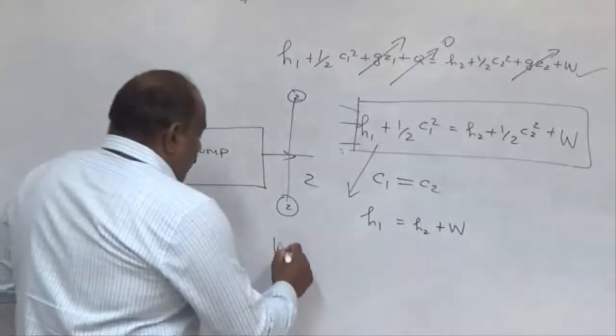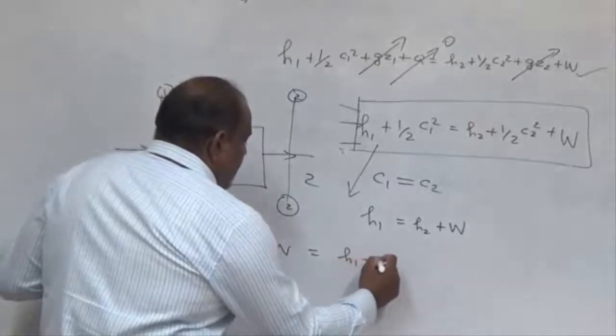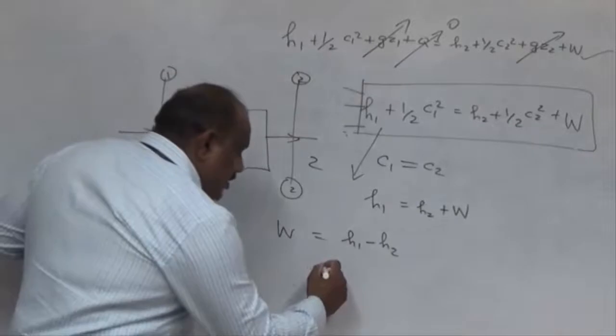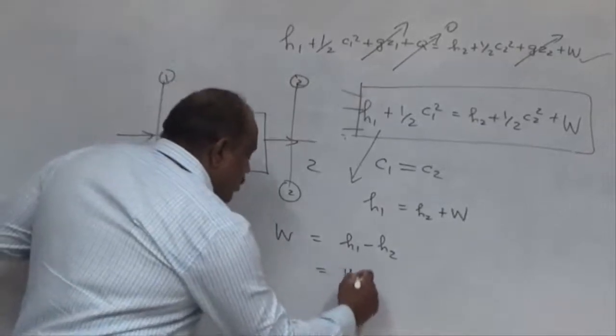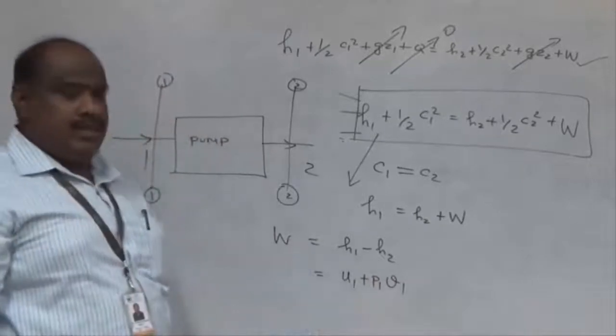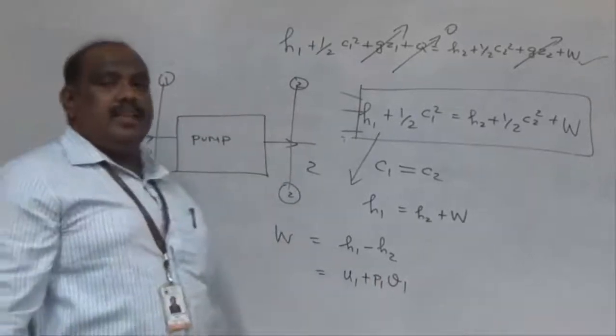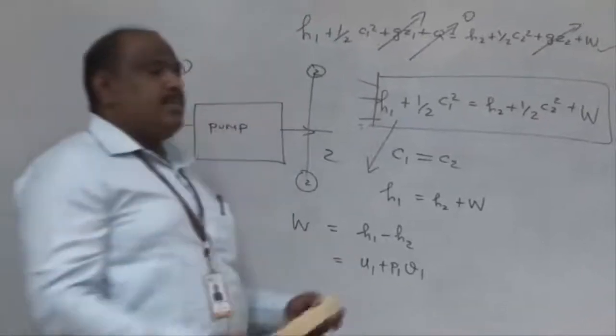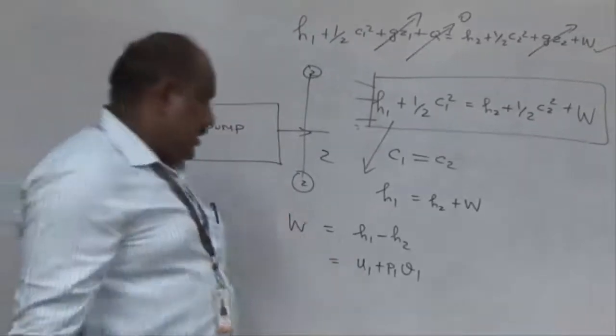Now what is W? W will be equal to what? H1 minus H2 from this expression. What is H1? U plus PV. Very good. So it is U1 plus P1 small v1 because we are considering unit mass. Whatever we are deriving, we are considering the mass of the fluid is 1 kg per second. If you want for 5 kg per second, you multiply by 5, you get the corresponding answer.